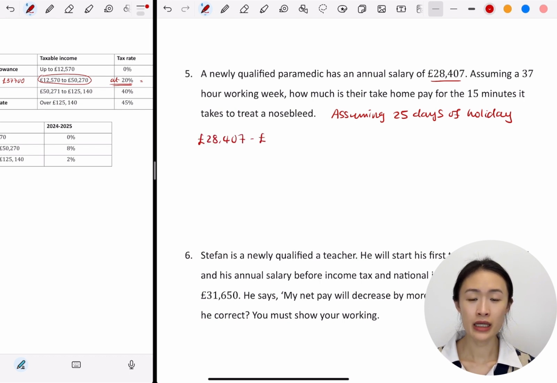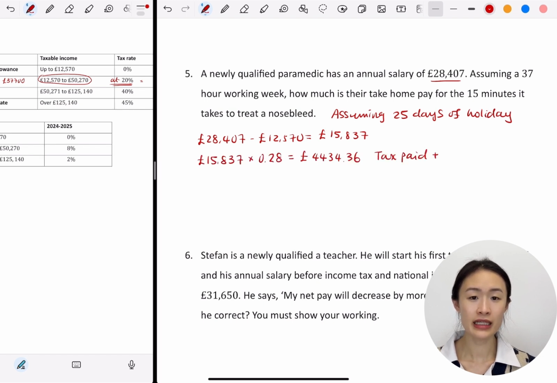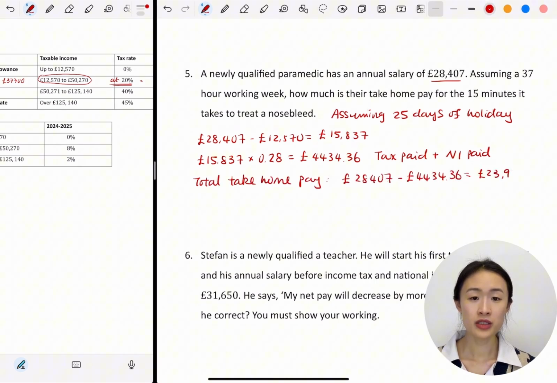28,407 take away 12,570, that is the taxable income. And this number is smaller than 37,700. Therefore, this person needs to pay 28% in national insurance and income tax. Therefore, we can work out this person's take-home pay is 23,972. Now, we wanted to work out the hourly rate.